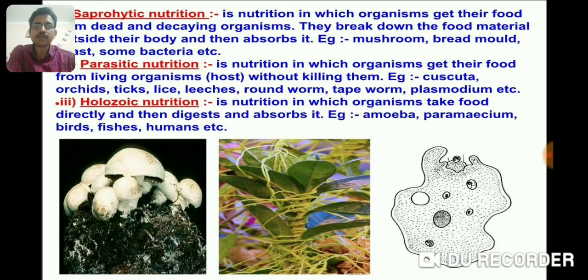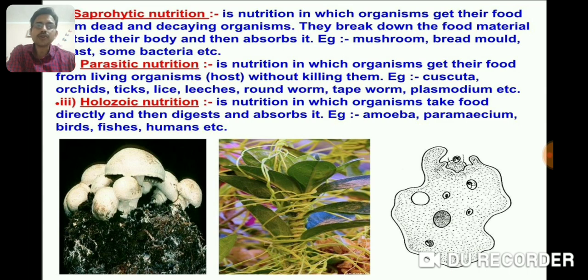Saprotrophic nutrition is the nutrition in which organisms get their food from dead and decaying organisms. They break down complex organic substances present in their body into simpler inorganic substances and then absorb it. Examples include mushroom, bread mold, some bacteria, etc.